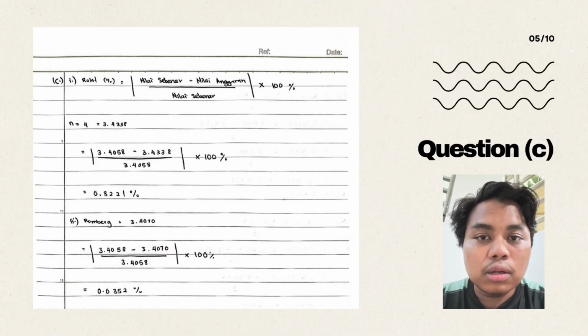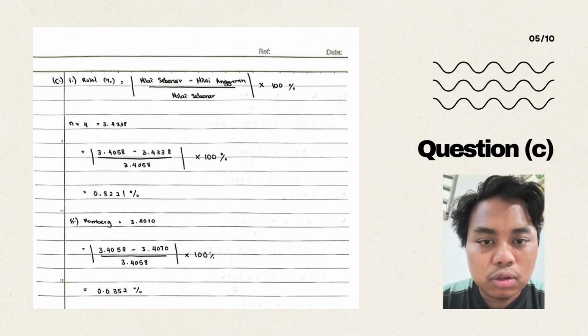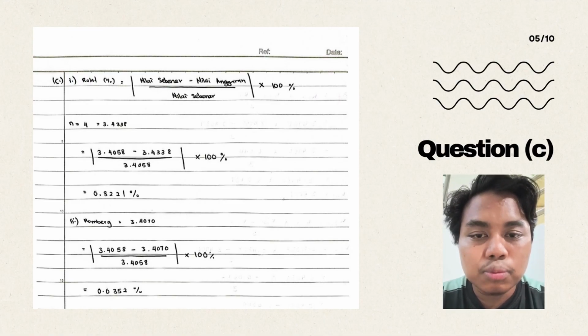So we'll go to question C. The true value of the integral is 3.4058. The percentage true error formula is (true value minus approximate value) divided by true value, multiplied by 100%. For the trapezoidal rule with n equal to 4, the percentage true error is 0.822%. For the Romberg integration, the percentage true error is 0.0352%.